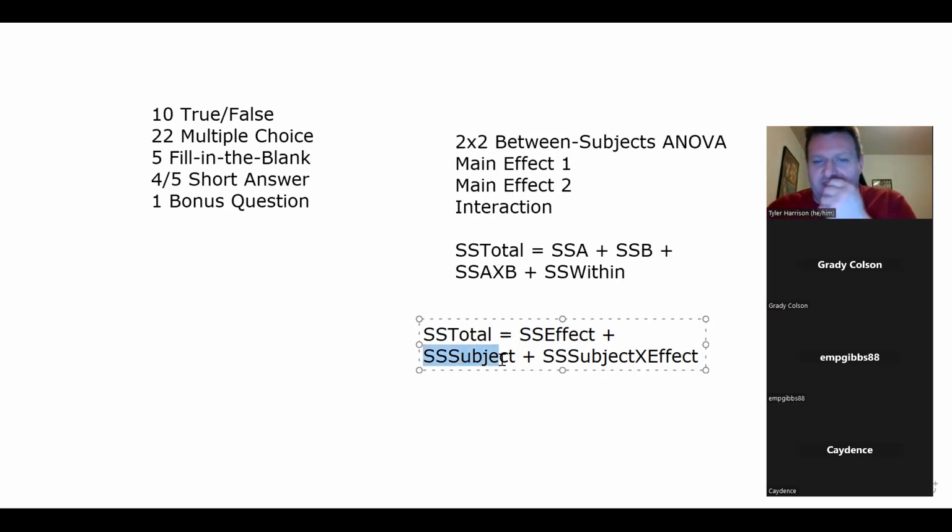We're removing the sum of squares subject from the analysis entirely, which is one of the advantages of doing a one-way within subjects ANOVA. Okay. Helpful?